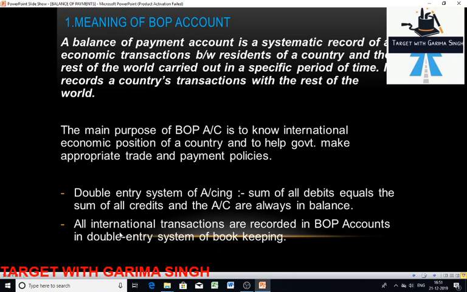Here you can see the third last point: all international transactions are recorded in the balance of payment account. The double entry system of bookkeeping I have already discussed. I have also discussed what the double entry system principle of accounting is all about. So the balance of payment, you can say, will always be in equilibrium, both sides equal.